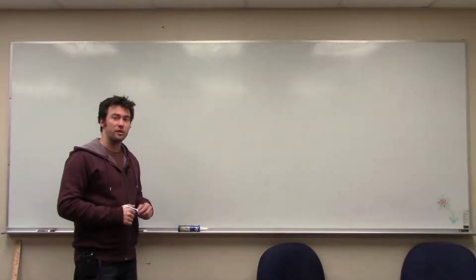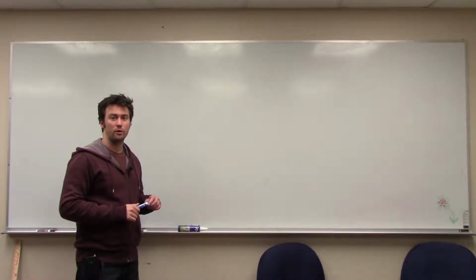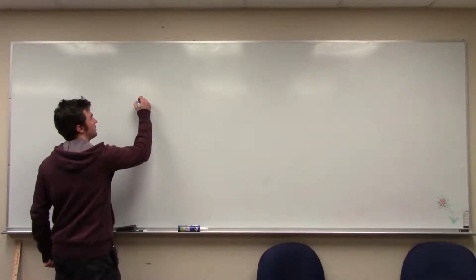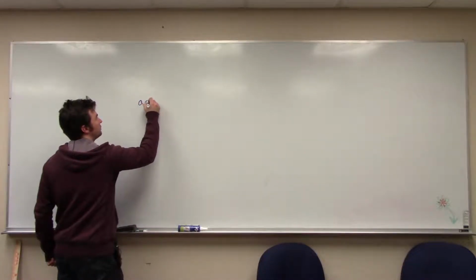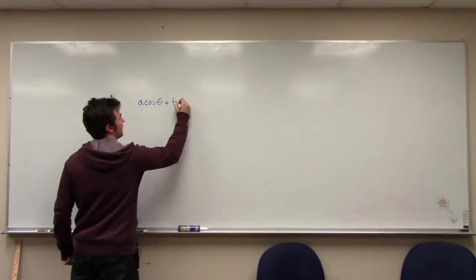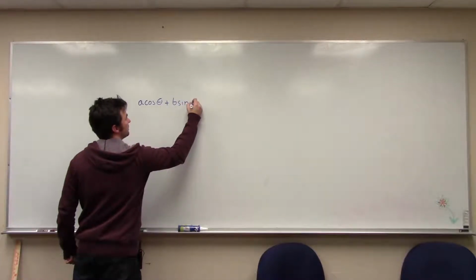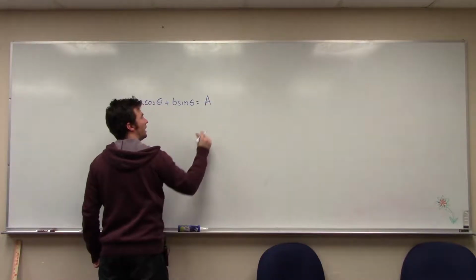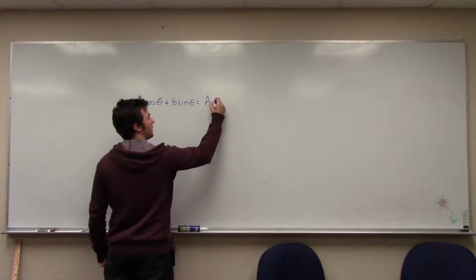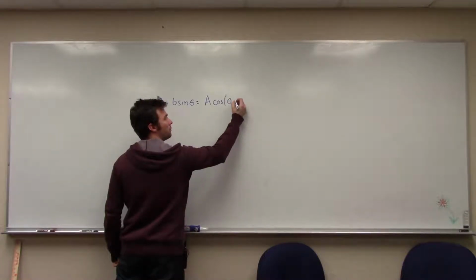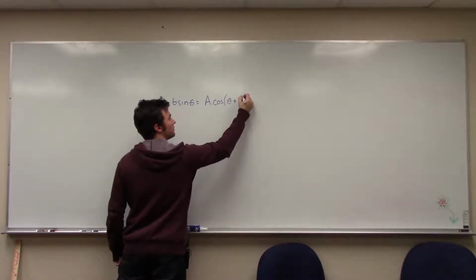I'm going to start by proving a trig identity that's going to come in handy when we're dealing with forced vibrations. So let's start by showing that you can write a cosine of theta plus b sine of theta as some amplitude, A, some other constant, times the cosine of theta, but plus a phase.